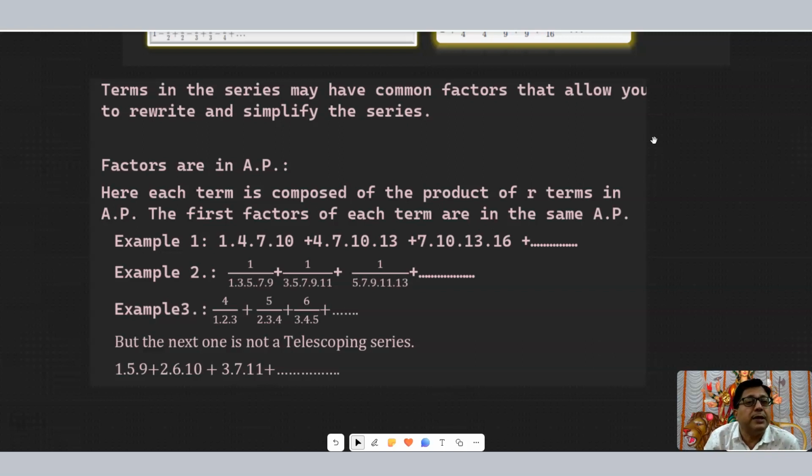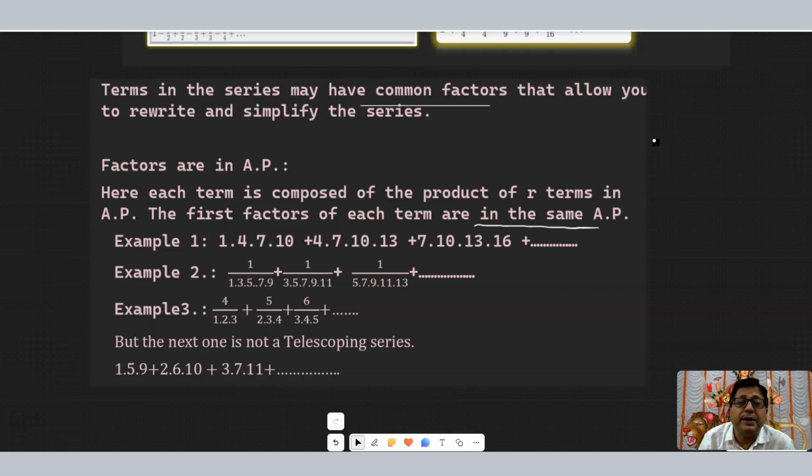Okay. Apart from alternate plus minus signs getting cancelled, some series may be given in hidden form. You have to understand that this one is a telescoping series just by making some observations, like they may have common factors. Each term is composed of a product of terms in AP, and the first factor of each term is in the same AP. This way also, you just see this one. Apparently it seems that it is not a telescoping series. We cannot express this one as a difference of 2.